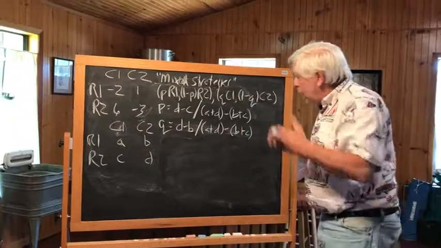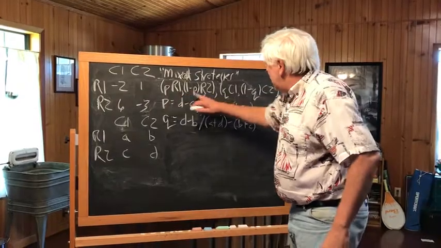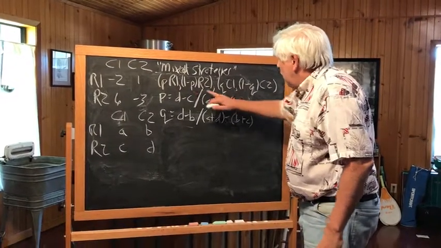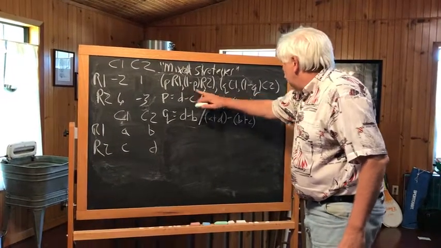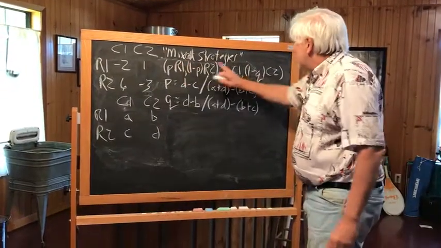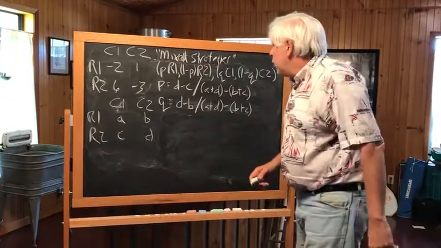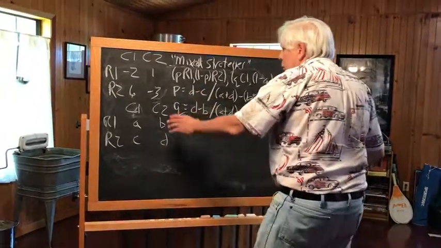Armed with these equations, we can now calculate the values for P and for Q, and then of course get immediately the values for 1 minus P and 1 minus Q, which will give us the mixed strategy that will be the ideal solution for this particular game using these formulas.